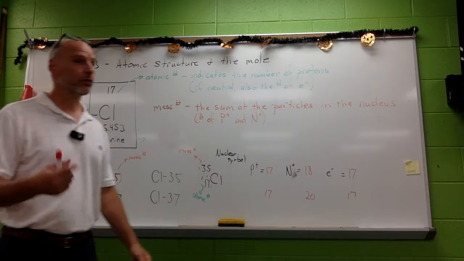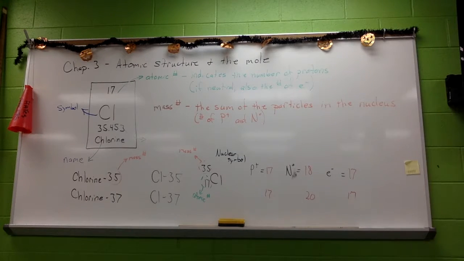Now, just for fun, this is a relatively simple question. I think you guys will get it. One of those isotopes, the chlorine-35 or the chlorine-37, in nature is more abundant than the other one. Which one is it? Chlorine-35, because the average is closer to that. You guys get that, right?